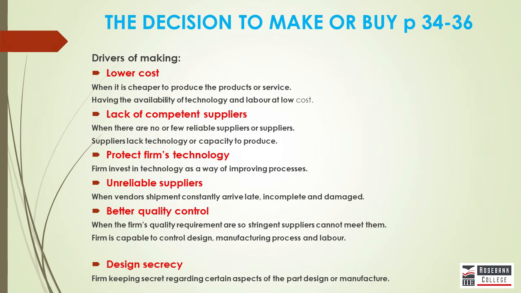Next point is protecting firms' technology. We are saying firms invest in technology as a way of improving processes. Next point is unreliable suppliers. And this is when vendors' shipments constantly arrive late, incomplete, and damaged. The next point is better quality control. We are looking at when the firm's quality requirements are so stringent, suppliers cannot meet them, and firms are capable of controlling design, manufacturing processes, and labor.